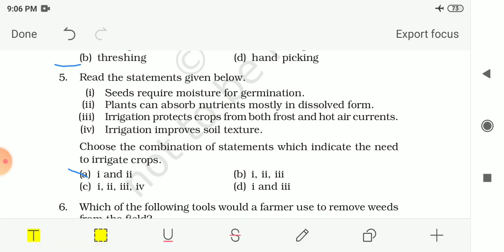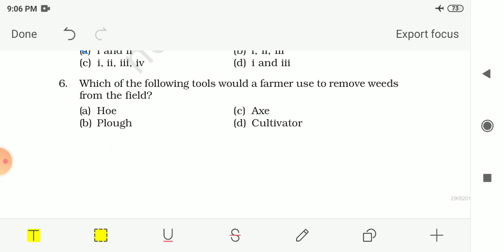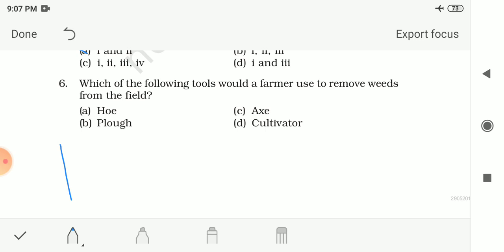Next, sixth number MCQ. Which of the following tools would a farmer use to remove weeds from the field? The options are given to you: hoe, plough, axe and cultivator. So your answer is option A, hoe. A hoe is a simple tool used for removing weeds from the field and loosening the soil, and it works like a blade which is pulled by an animal in the field. A plough is used for tilling the soil, an axe is used for cutting trees, and a cultivator is another tool used for ploughing. So here your answer is option A, hoe.